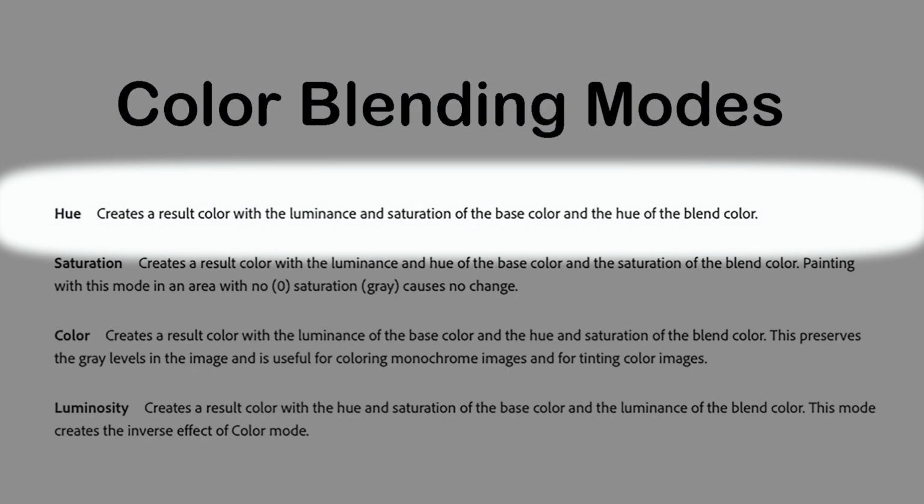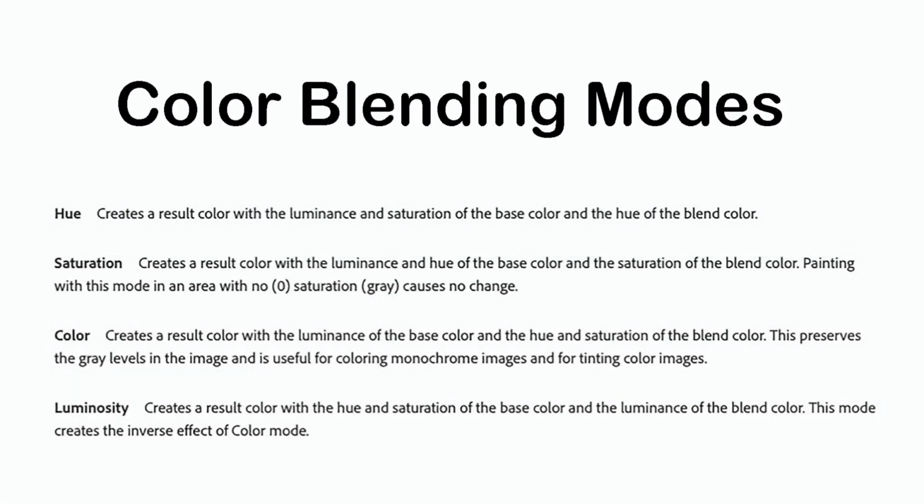The first one on our list is hue. The definition says it creates a result color with the luminance and saturation of the base color and the hue of the blend color. Basically, it's going to keep the luminance and the saturation the same as the bottom layer. But whatever you put on top, it's going to take that color, but it's not going to change the brightness and the saturation of it.